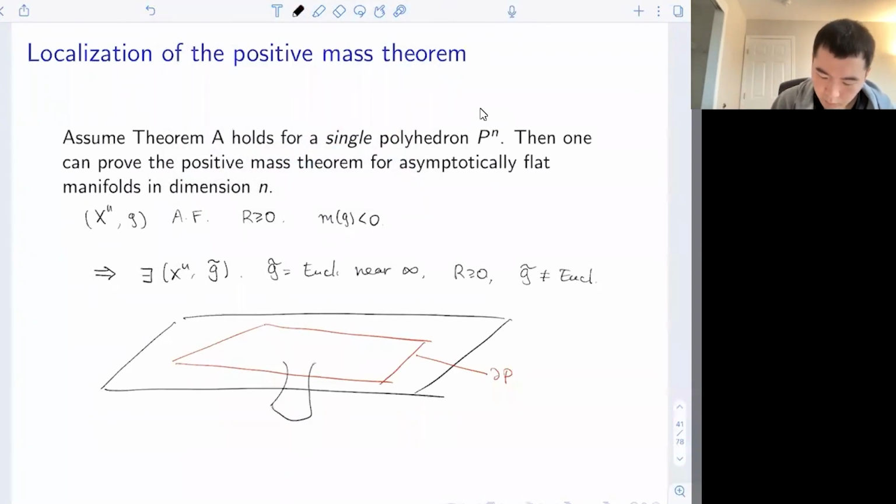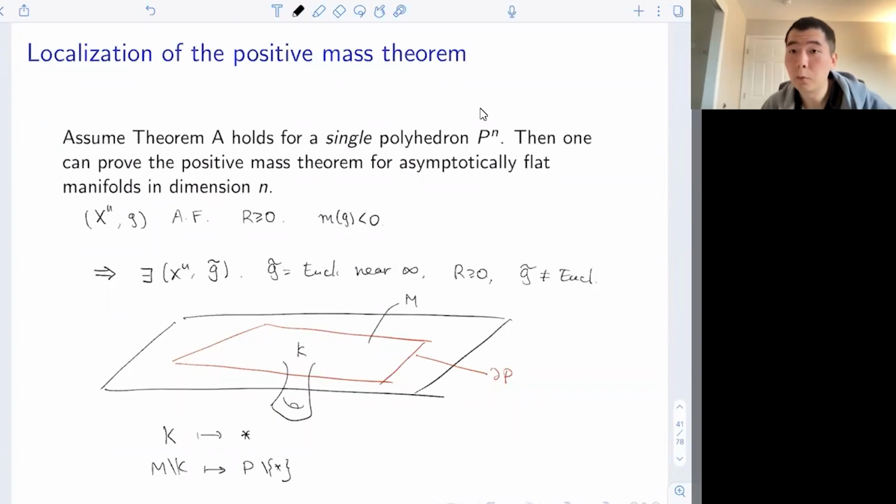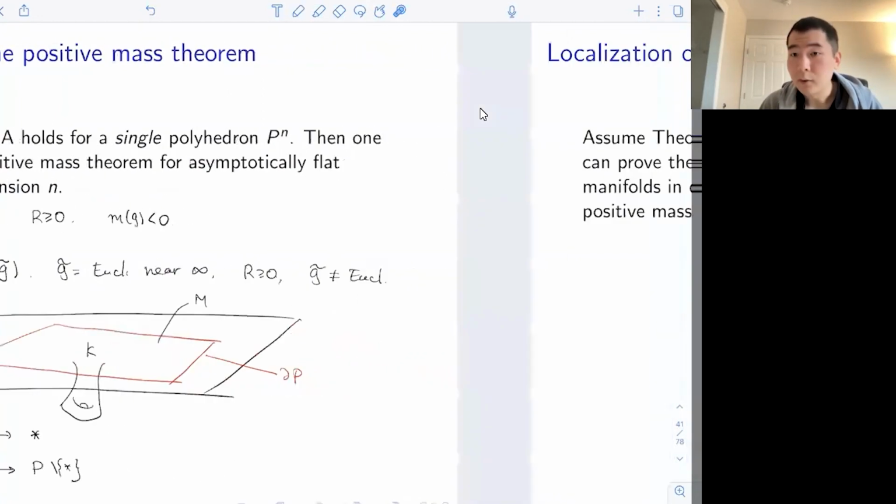Now what you can do is simply map this compact region K to a single point, and then let's call this region M minus K to P minus the point. So this is a degree 1 polyhedral map, right? So the dihedral rigidity conjecture should imply that this region M is isometric to Euclidean space, which contradicts your assumption. Once you have the polyhedral comparison for a single model, the Euclidean model, you do have a let's say 5-line proof of the positive mass theorem. Okay, so this is the first observation.